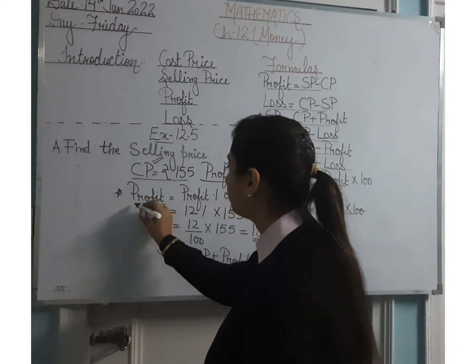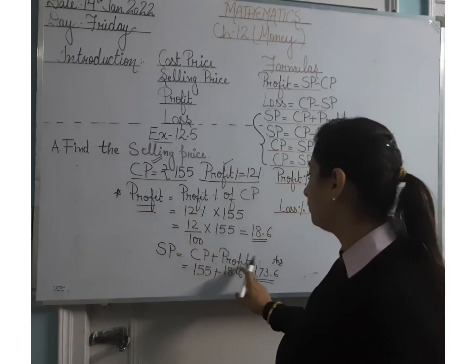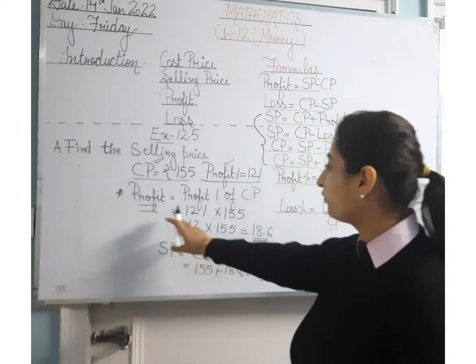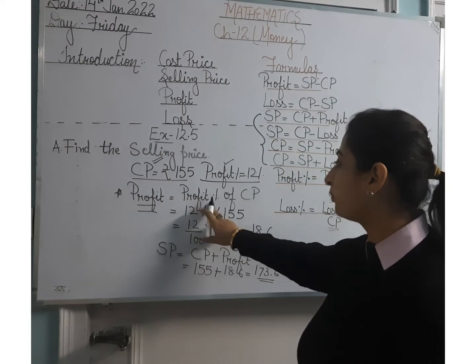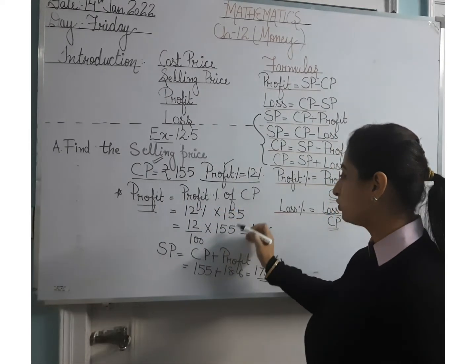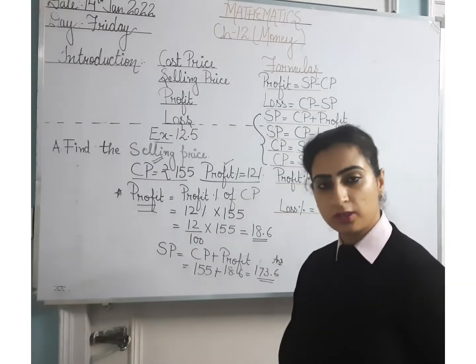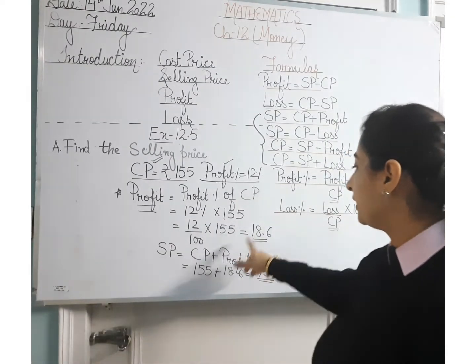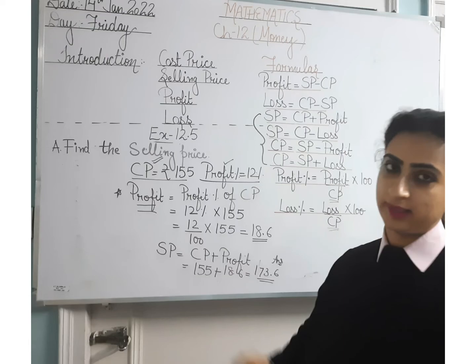You need to find the profit. Once you get the profit, you will put it in the formula. So you need to find the profit, and profit is nothing but profit percent of CP. So profit percent means 12 upon 100 into CP, whatever value of CP is given. And then you will put it in the formula for selling price.